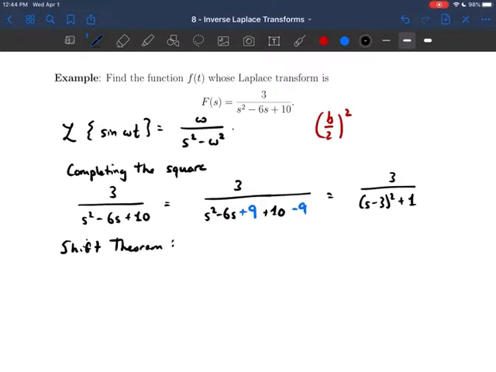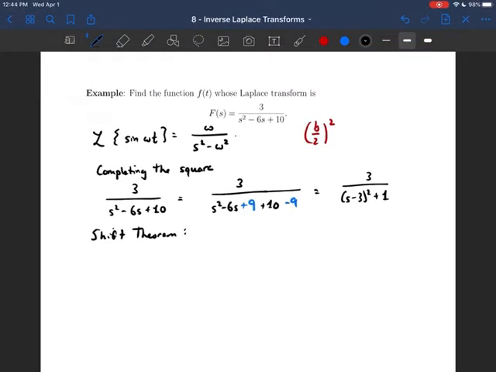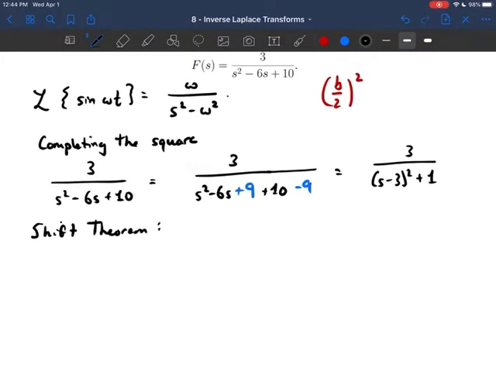Right, so we had a shift theorem that says that the Laplace transform of e to the alpha t times a function is equal to F of s minus alpha. So we just need to look at what function can we do where we plug in s minus 3. So we just need to know what is the inverse Laplace transform of this thing without the shift.